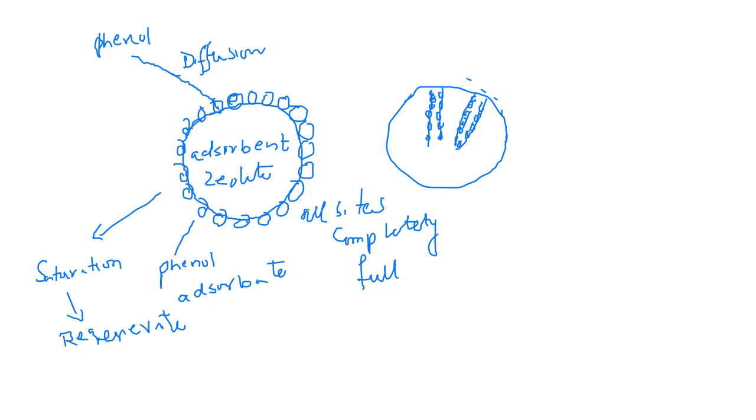So in physical adsorption, multi-layer is possible. After all sites are covered, another layer comes on this like this. But in chemical adsorption, only one layer is possible. So this is the difference. Now understand?